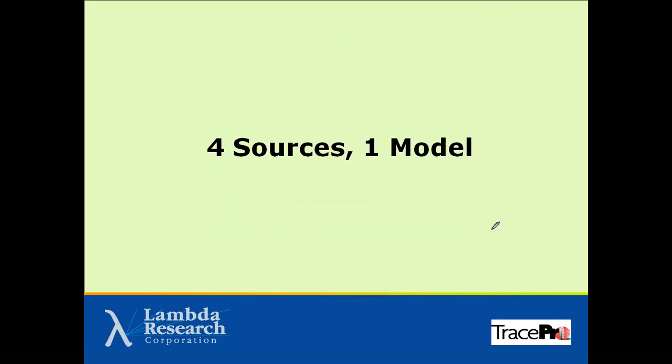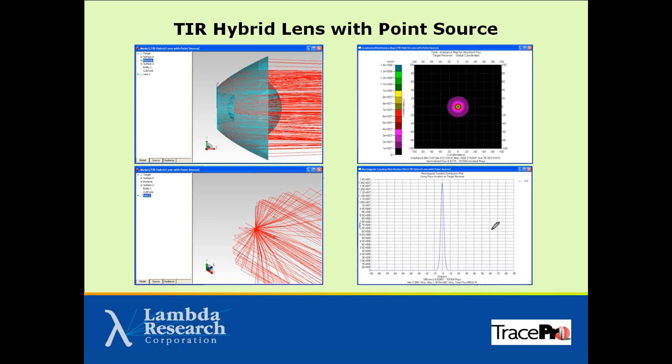Okay, now what I want to look at is I'm going to take a single model and show the effect of using 4 different sources in that model. First, we're going to work with this same TIR hybrid lens. Again, this is a design we did here last year at one point for a demonstration. And we're going to just change the source we used for the modeling.